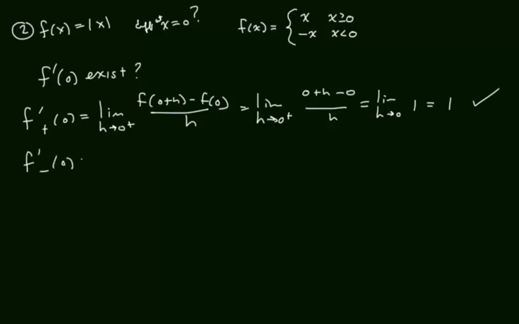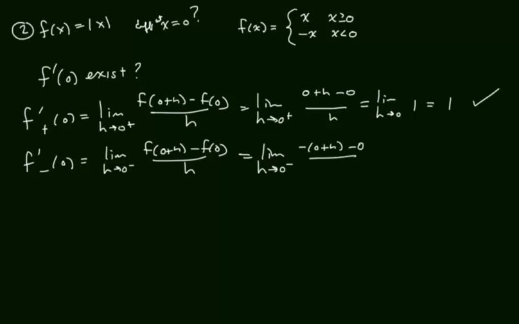F prime from the left of 0, the limit as h goes to 0 from the left, f of 0 plus h minus f of 0 over h gives us the limit as h goes to 0 from the left, and that's going to be the opposite of 0 plus h minus 0 over h, or the limit as h goes to 0 from the left of -1, which is -1. They both exist, but they're not equal. We have a corner.